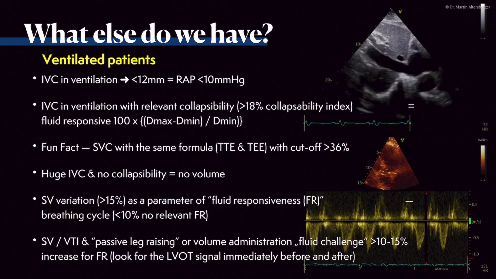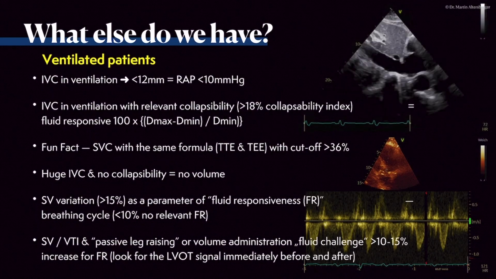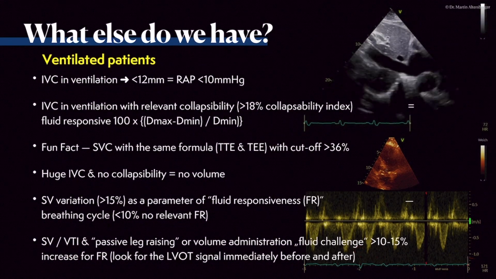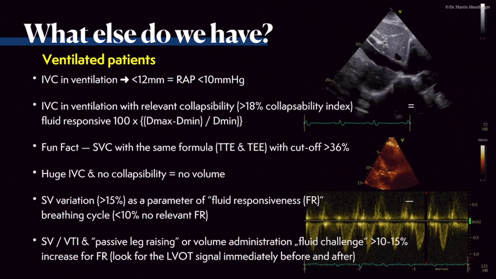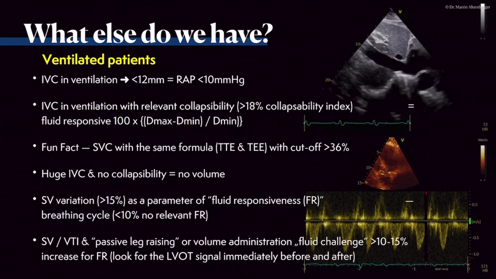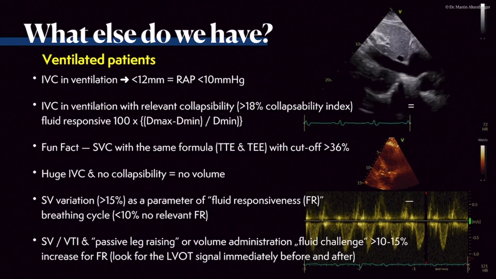In a breathing cycle, if it is below 10%, there will most likely be no relevant fluid responsiveness. For the stroke volume or VTI, or even the maximal velocity, you can use a passive leg raising or a volume stress test. You can, for example, administer 250 to 500 milliliters of crystalloid. This is a fluid challenge.